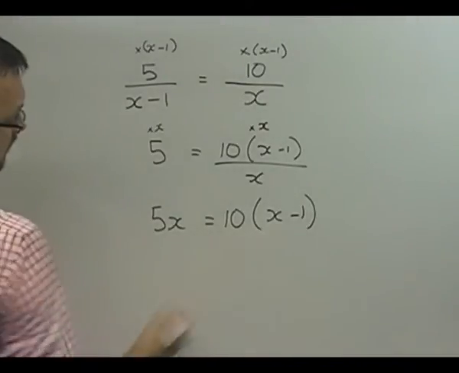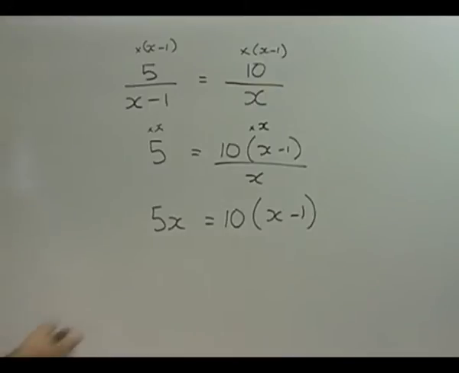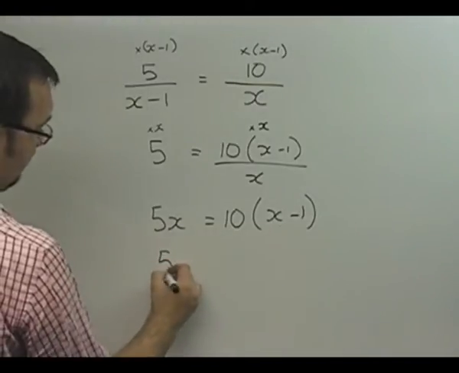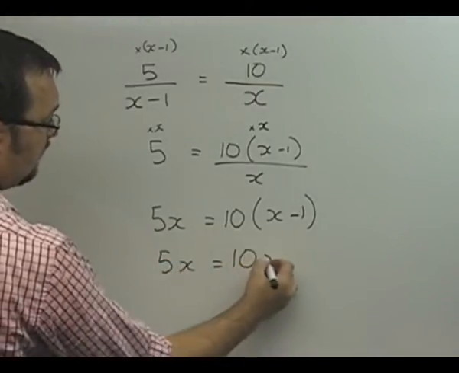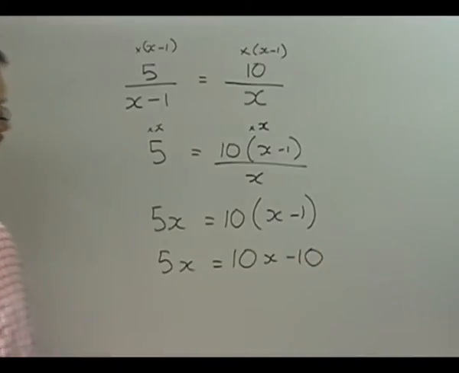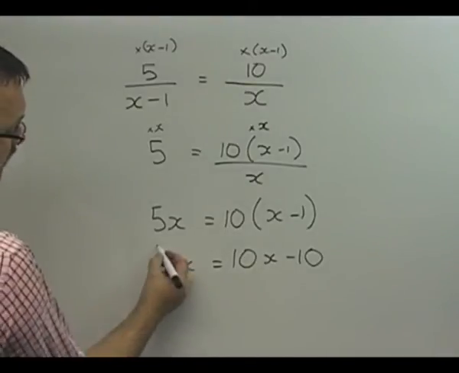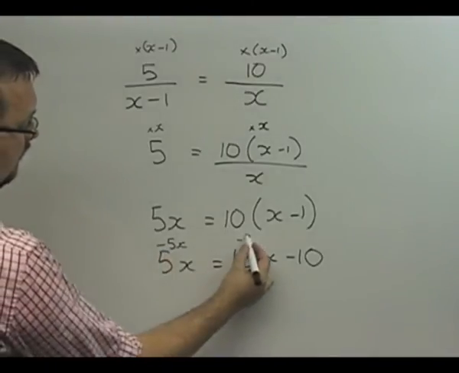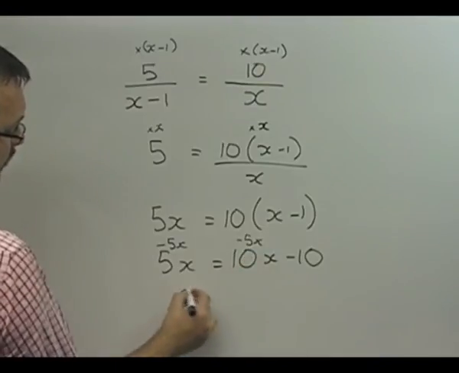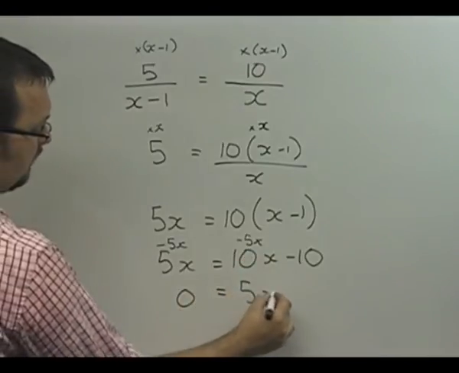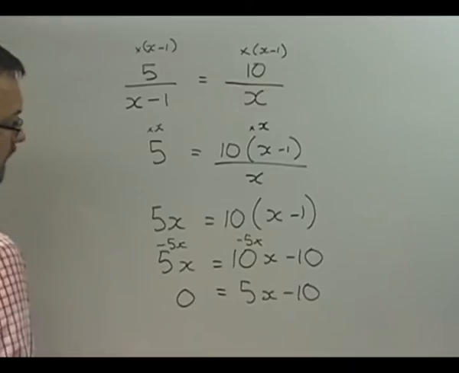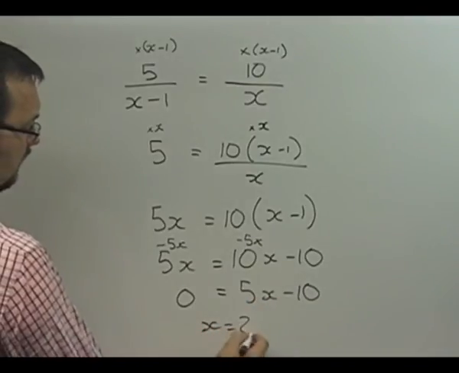I can't use the flowchart still because I've got x in two places, so I have to expand the brackets. That's 10x take away 10, and then I can simplify it somehow, balance it out by saying, well, I'm going to take away 5x from both sides. That makes 0 on this side, and 5x take away 10 on this side, and 5 times what take away 10 is 0. I'm just going to say x equals 2.